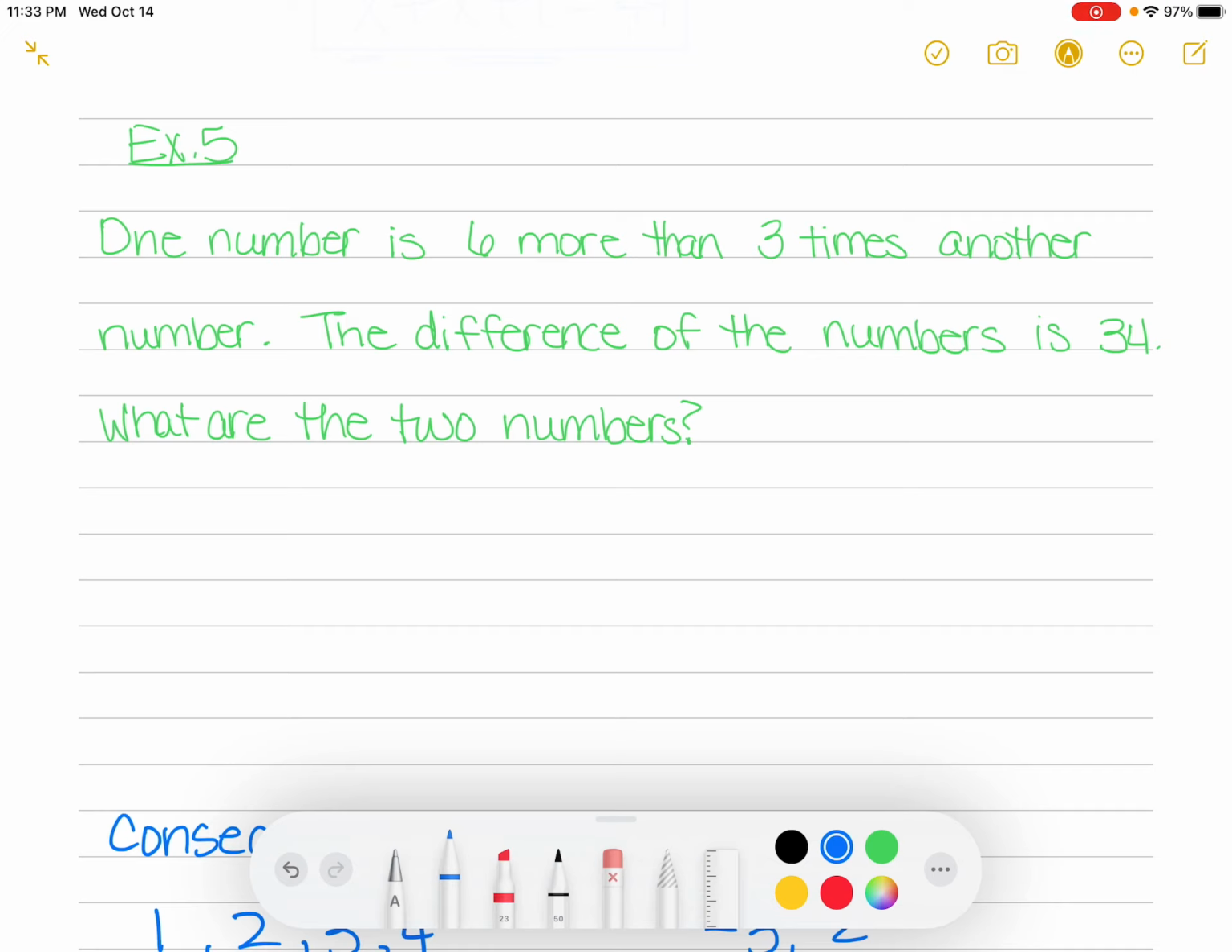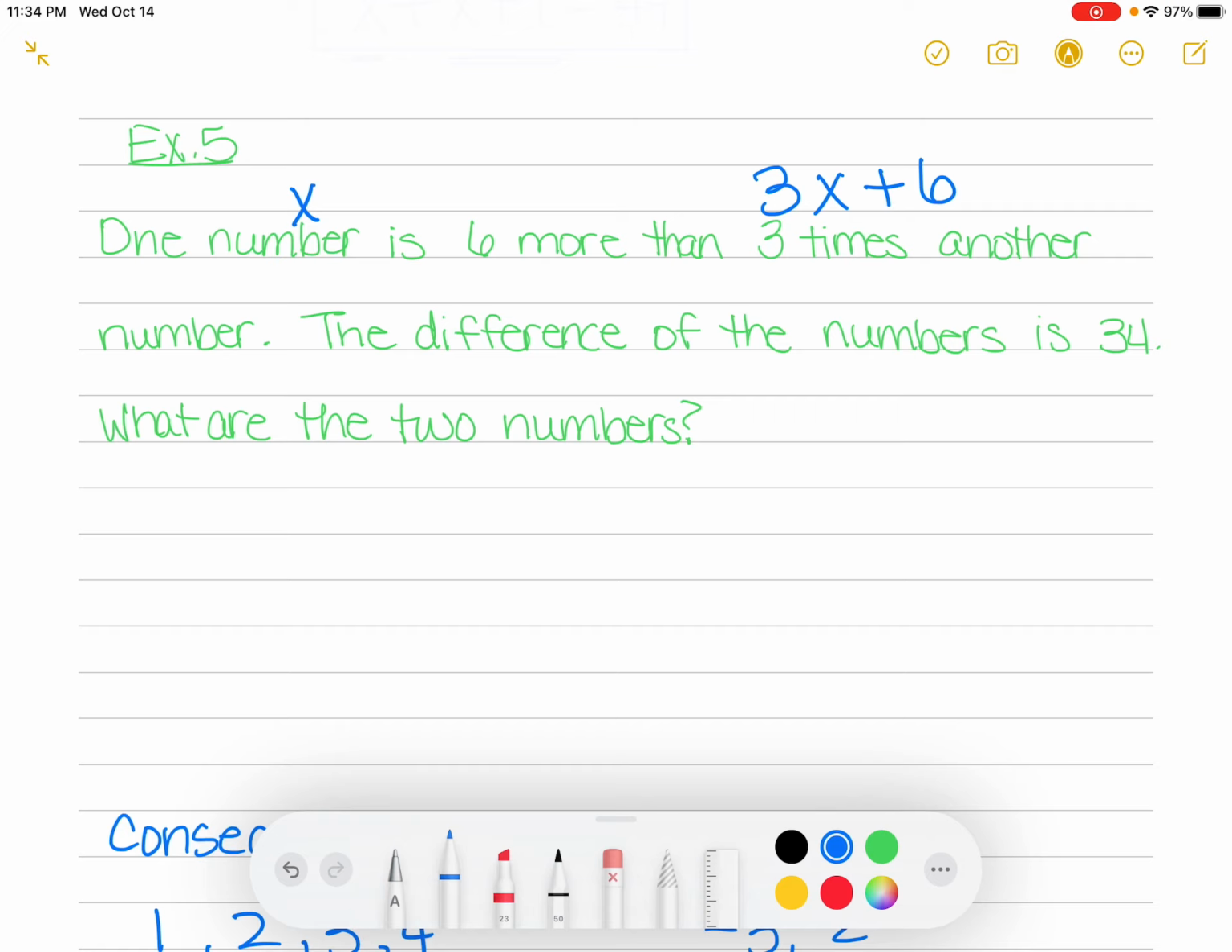Okay, it says one number is 6 more than 3 times another number. So some people like to say, well, they're talking about 2 different numbers, let's use x and y. But we don't want to use x and y right now. We are only using x's. We don't get into x's and y's until later, especially with equations. So we're going to say one number is x. And the other number is 6 more than 3 times the number, so that's 3x plus 6.